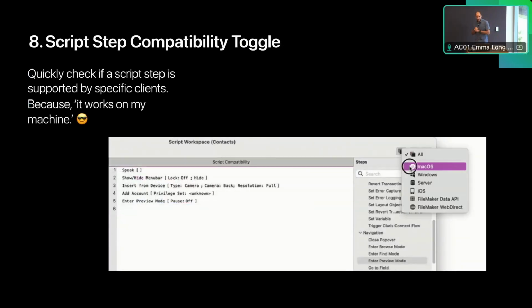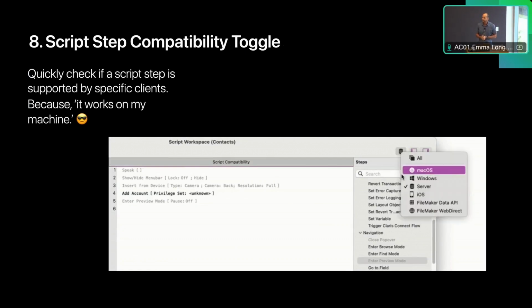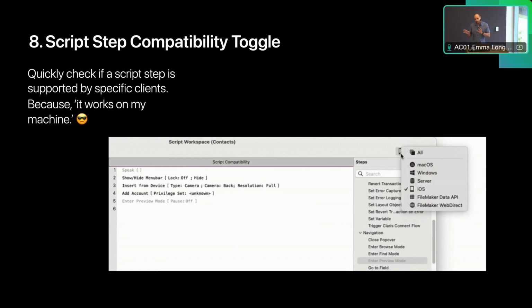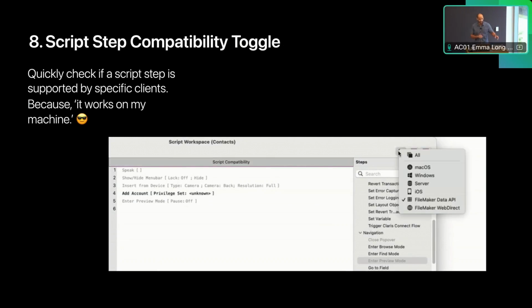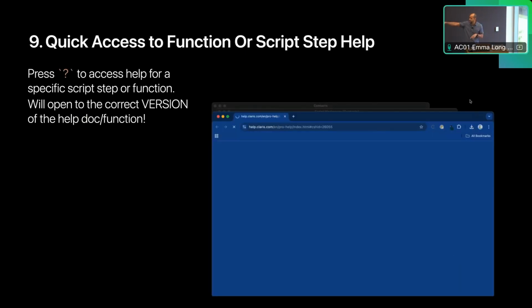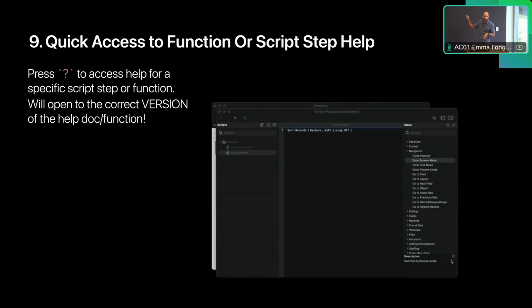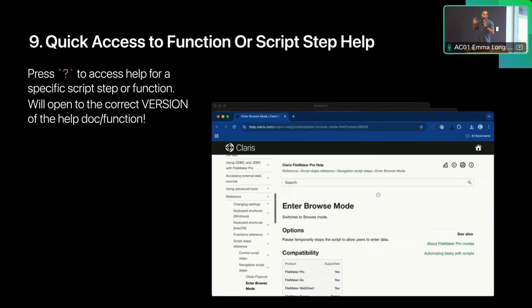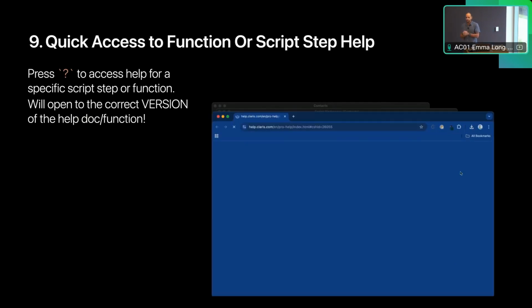Number 8, script step compatibility toggle. FileMaker is fantastic because it works in all kinds of different environments, right? However, they don't always work exactly the same. And sometimes it's useful to know which script steps are supported in which environments. How many of y'all use this toggle? Okay, most of us, excellent. Now, this toggle is actually super useful because it will tell you what isn't working. But I also want to point out this little button, this little magical question mark that you see in the bottom right hand of your scripts workspace, tremendously valuable for consultants. Why?